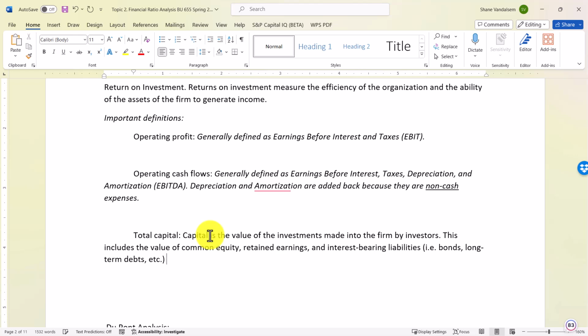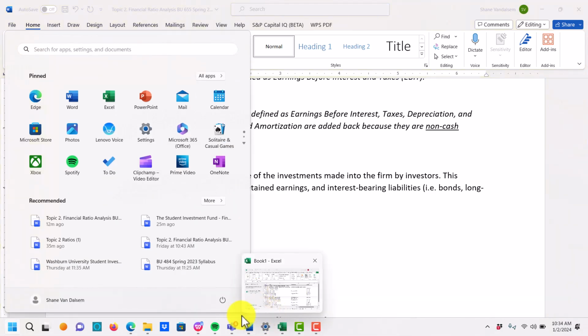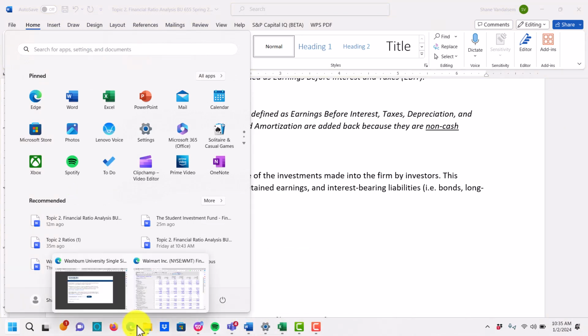It does not include non-interest-bearing liabilities, things like accounts payable or accrued expenses, because those aren't funds provided by investors. The key here is that we're looking at the money that is put in or retained in that belongs to the investors. So let's look at Walmart really quick here.